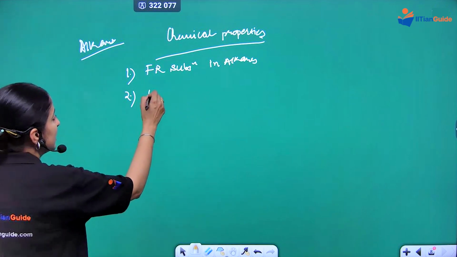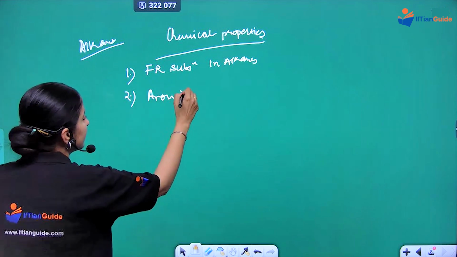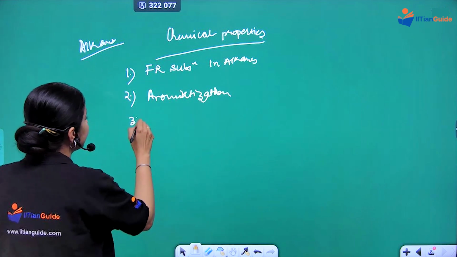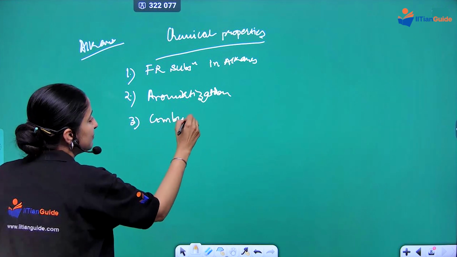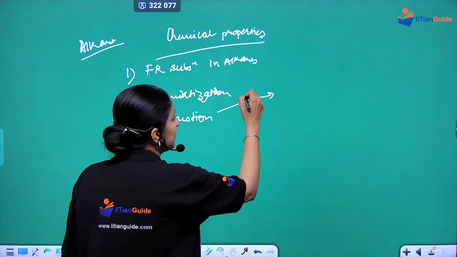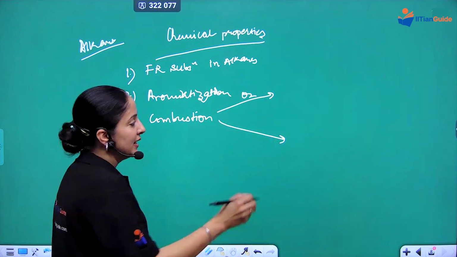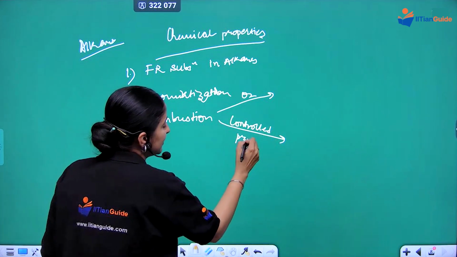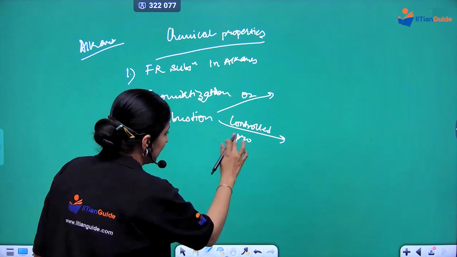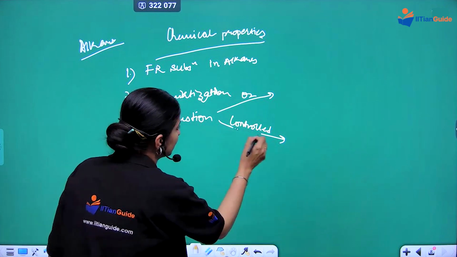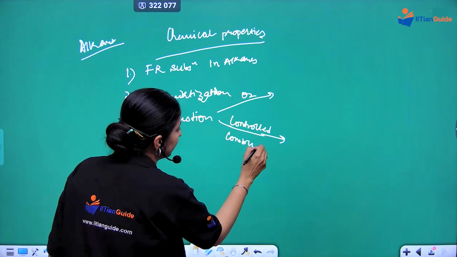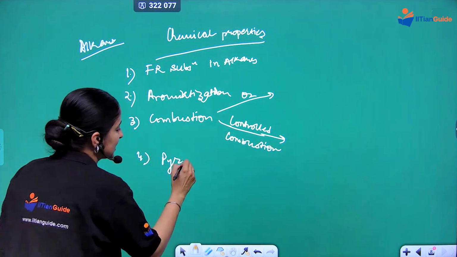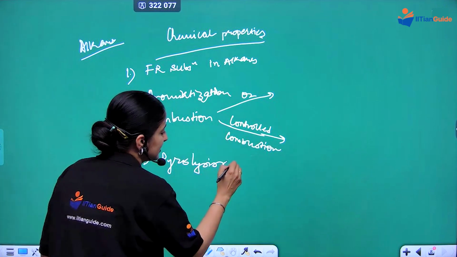After free radical, then you have aromatization. Then you have combustion. Combustion can be in free supply of air with a lot of oxygen. There can be controlled combustion also. Different products will be formed, right? Then is your pyrolysis reaction, right? Then you can do that.